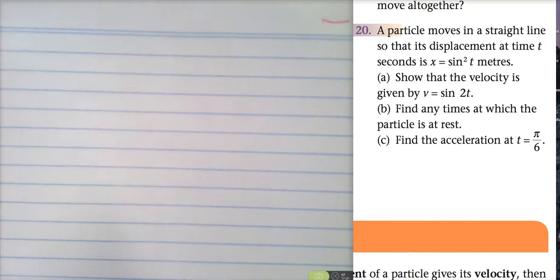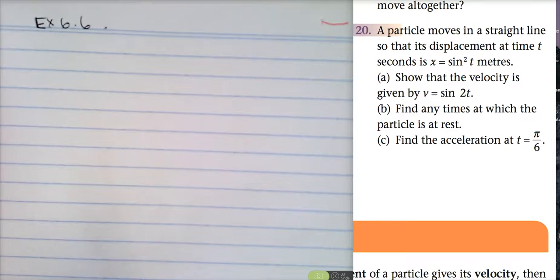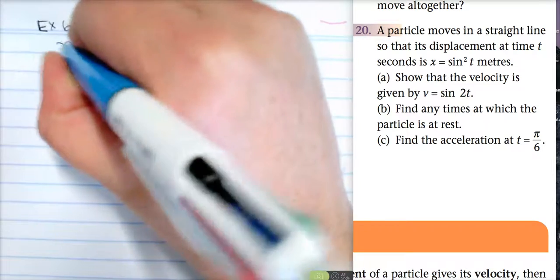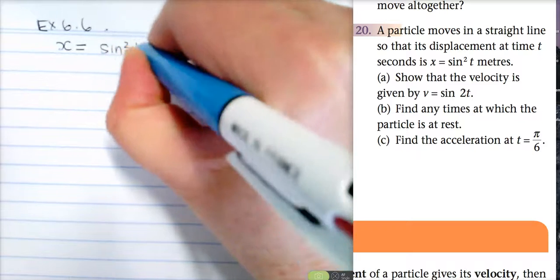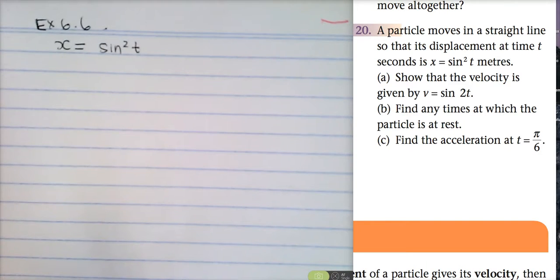Okay. We're doing exercise 6.6, question 20 first. Then exercise 6.2, question 30. And then we're starting on exercise 6.4. Okay. A particle moves in a straight line so that displacement at time t seconds is x equals sine squared t meters. Actually, girls, I don't think this is an extension 1 question anyway. It's just a mathematics question.